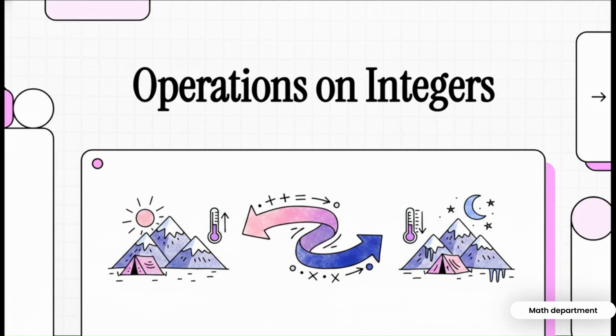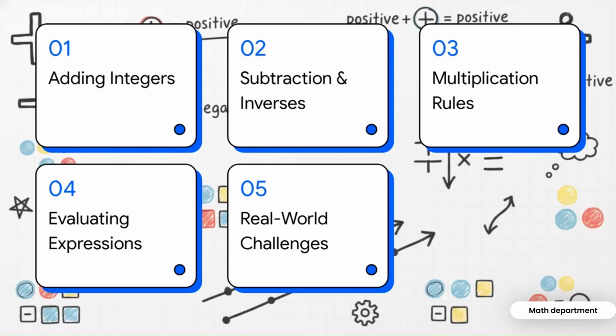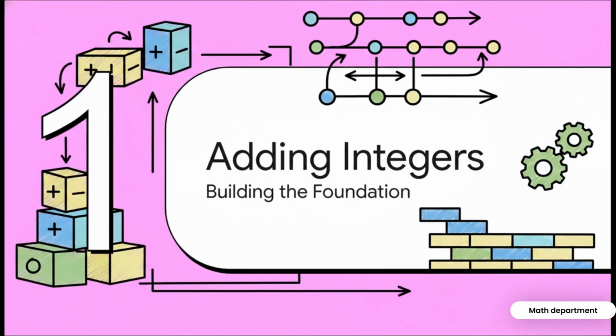Well, welcome to today's Explainer, where we're going to master operations on integers so we can solve exactly that kind of real-world mystery. Okay, let's dive into this digital notebook. We've got 5 quick steps for today's lesson: adding integers, subtraction and inverses, multiplication rules, evaluating expressions, and finally, real-world challenges. By the time we wrap this up, negative numbers are just going to be another perfectly normal tool in your mathematical toolkit.